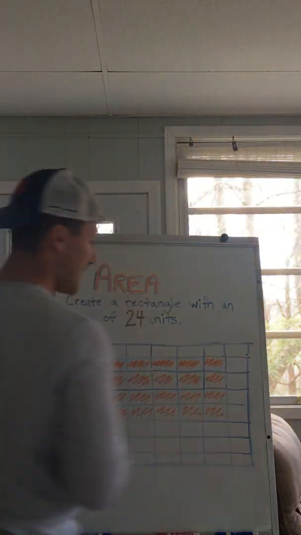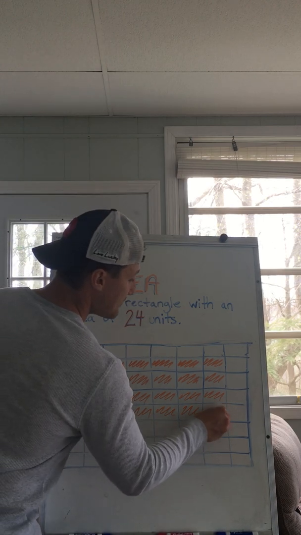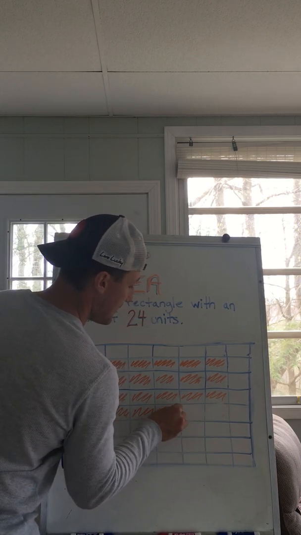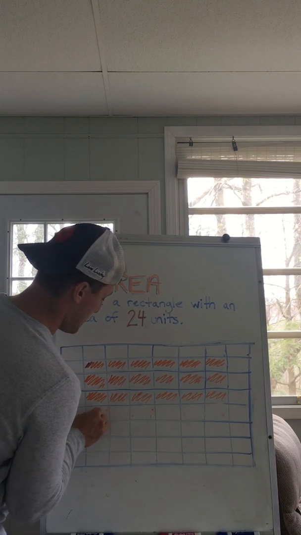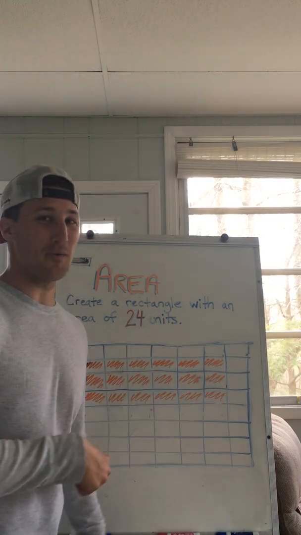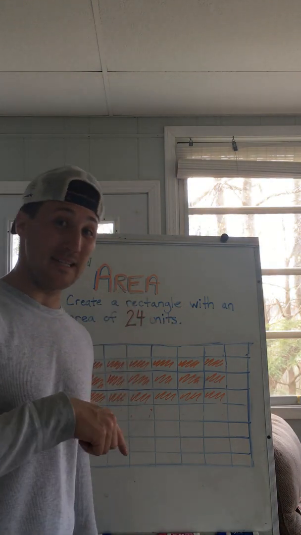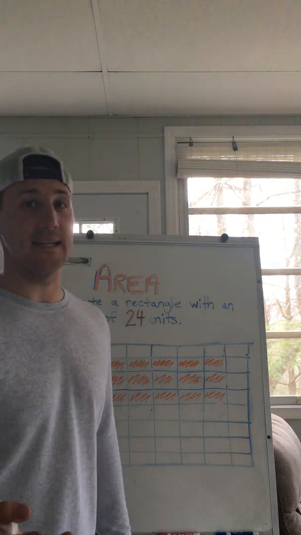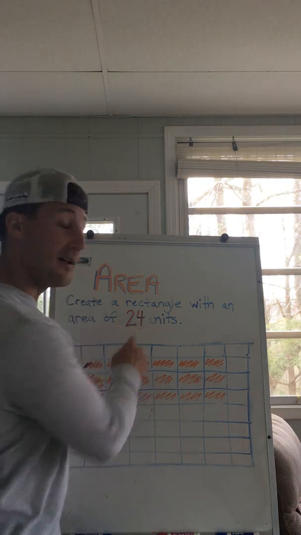But maybe 6 and 4 weren't the first numbers that came to your mind. Maybe you were thinking 3 times 8. Well, that works too. So I'm going to erase this bottom row here for a second. And now we're left with a rectangle that's 6 units across and only 3 rows. This doesn't work because the area, if it's 6 times 3, is only going to be 18. But we know that if it's 8 times 3, that's going to work.